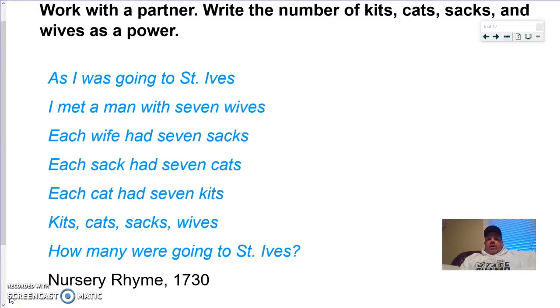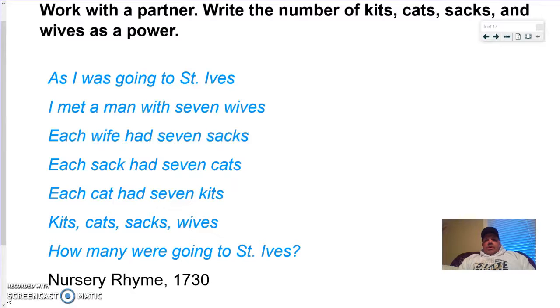Our next example of exponents is from a poem, a nursery rhyme from the 1730s. They want us to write the number of kits, cats, sacks, and wives as a power. The poem is, as I was going to St. Ives, I met a man with 7 wives. Each wife had 7 sacks. Each sack had 7 cats. Each cat had 7 kits. Kits, cats, sacks, wives. How many were going to St. Ives? See if you can figure that out as a power. And then please evaluate to see how many kits, cats, sacks, and wives.